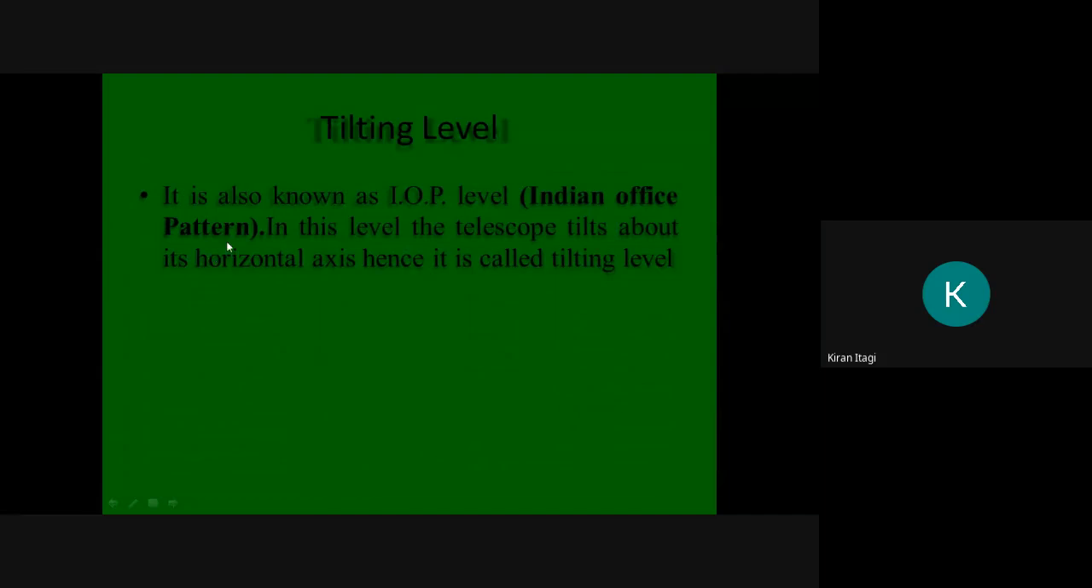Tilting level is also known as IOP, meaning Indian Office Pattern. In this level, the telescope tilts about the horizontal axis, and hence it is called a tilting level. You know what the horizontal axis and vertical axis are. This is your vertical axis, and this is your horizontal axis. Some instruments rotate about the vertical axis, and some instruments will rotate about the horizontal axis.